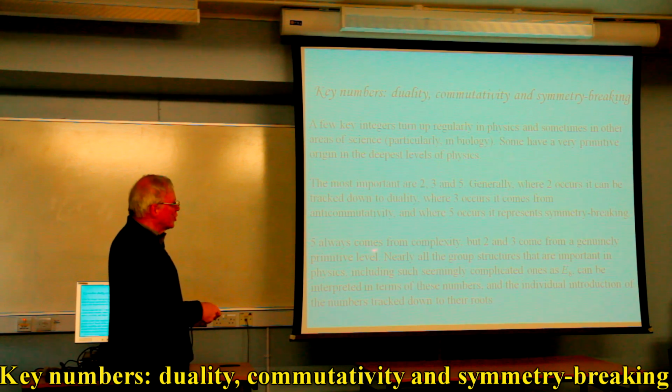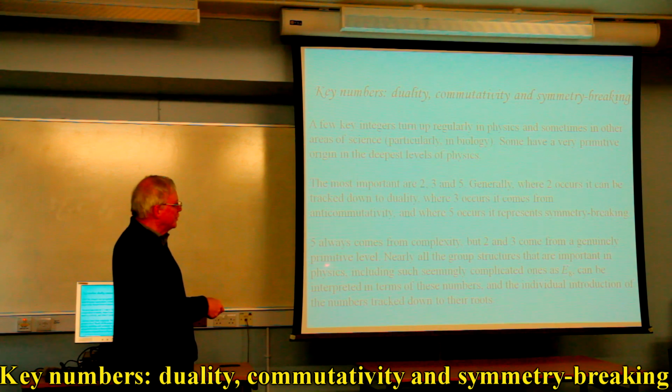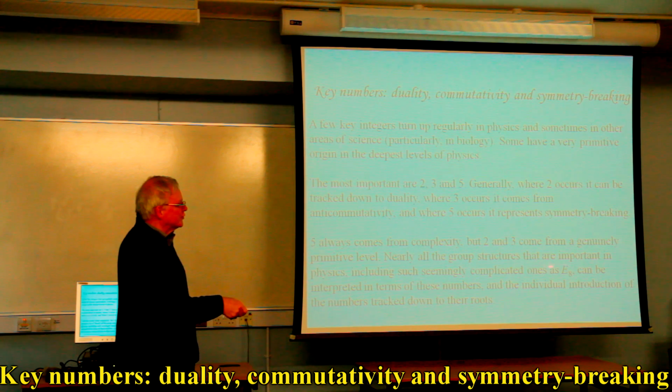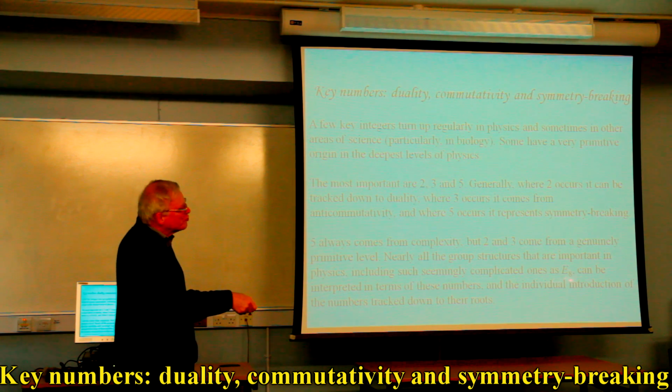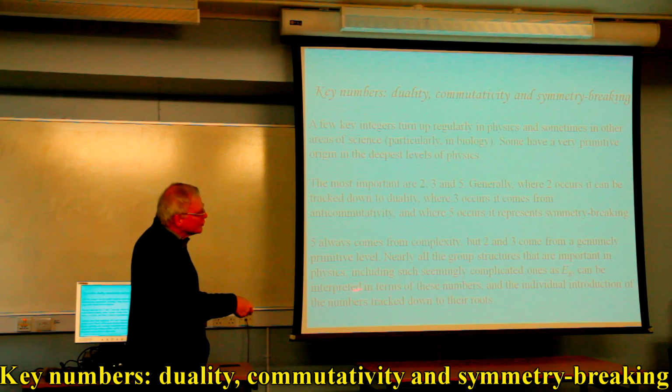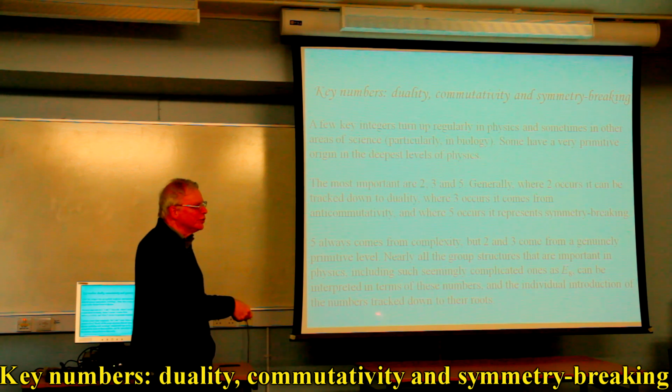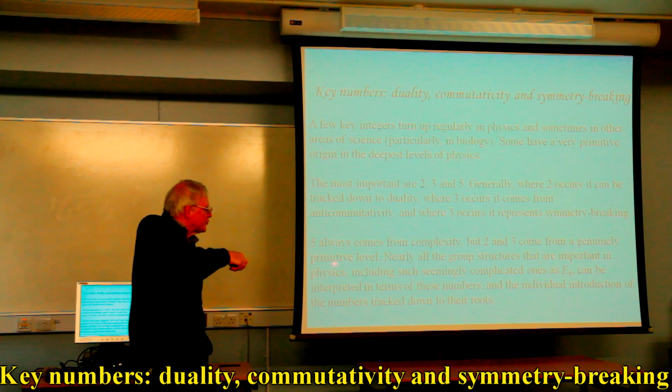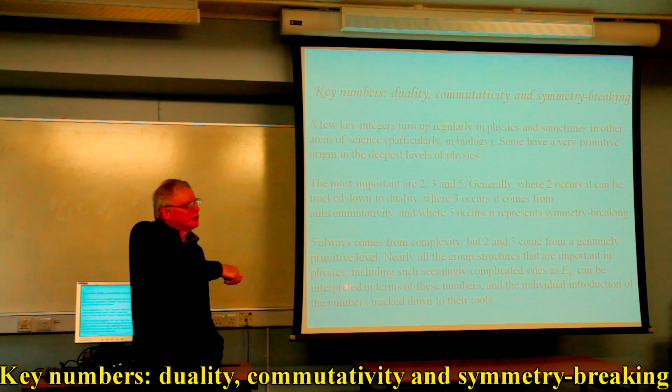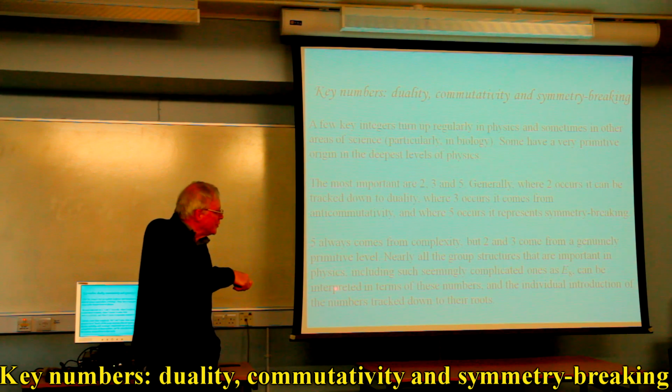So 5 is a complex concept, but 2 and 3 come from a really primitive level. Nearly all the group structures that are important in physics, even the really complicated ones like E8, are just versions of 2s and 3s put together. You can track them all down to dualities and anti-commutativities. There's nothing more in it than that.